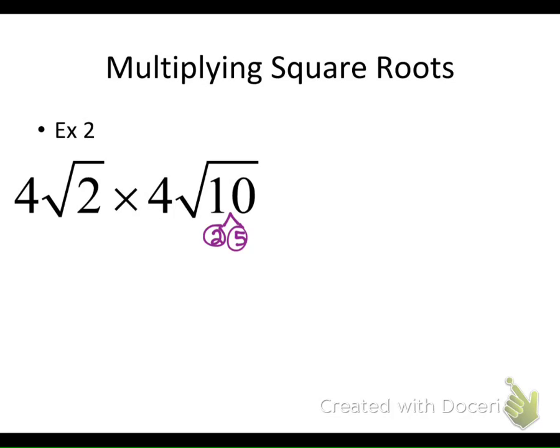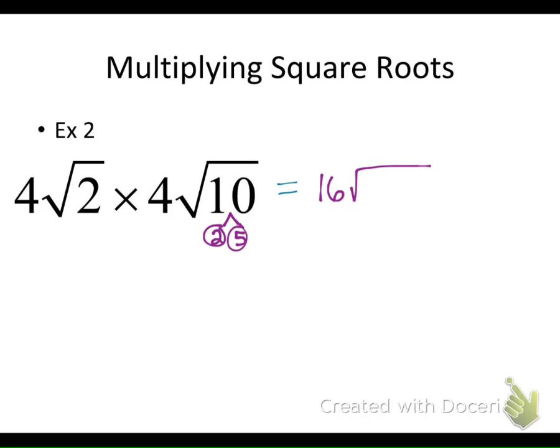Okay, so we can factor our radicand 10. From here, we're going to have to multiply these together. How you're going to do that is the first step, you're going to multiply together your coefficients. So my coefficients are what here? 4 and 4. So what's 4 times 4? 16.